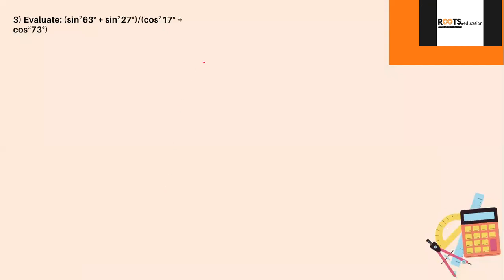Yeah, try this. You have to find the value for this: sine square 63 degree plus sine square 27 degree divided by cos square 17 degree plus cos square 73 degrees. You have to use the complementary angles concept. Try it out. Let me see.